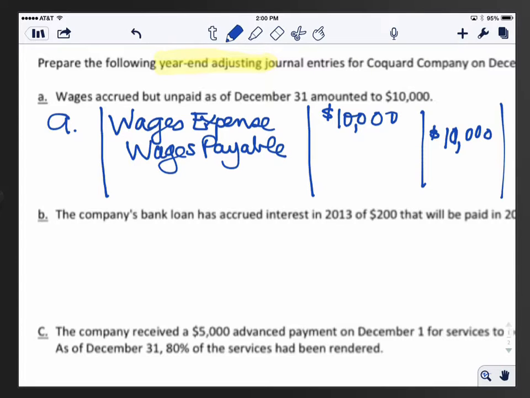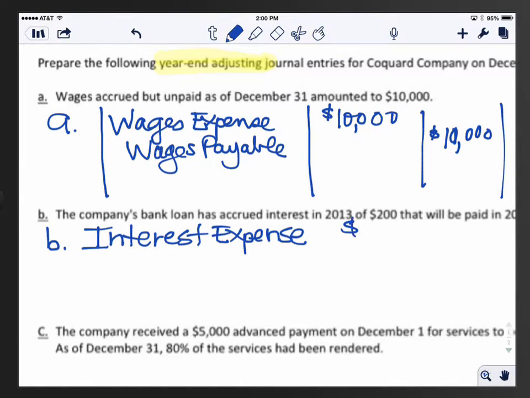In Part B, it says, the company's bank loan has accrued interest in 2013 of $200 that will be paid in 2014, so next year. But we've incurred the interest, we need to recognize the expense, and we owe the money, so we need to recognize the payable. So this one is, in theory, sort of similar to Part A. So we've got B here, since we don't have a date, and we have interest expense that we're incurring, or have incurred, I should say, of $200. And we're going to recognize that interest is something we owe, so we're going to recognize a liability called interest payable.